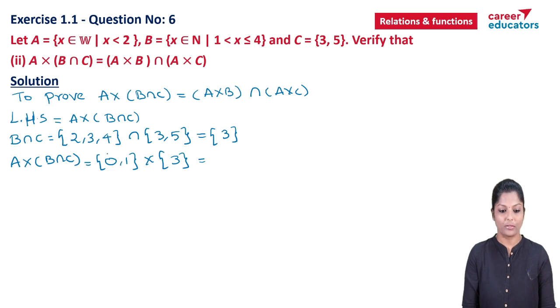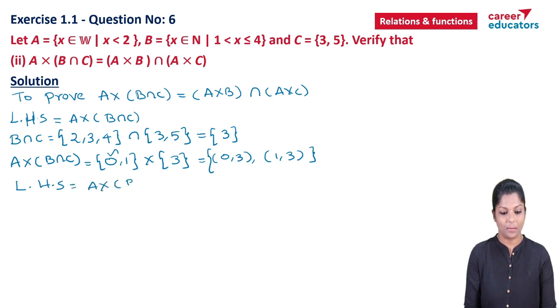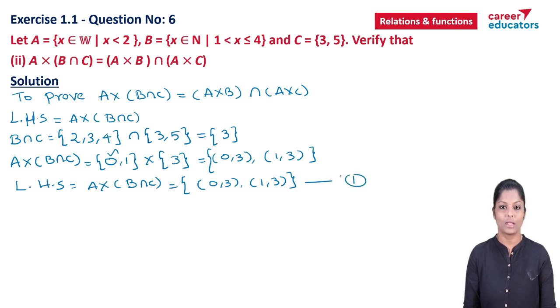First, we have to take the first element of A and pair with 3. We will get (0, 3). Likewise, we have to pair the second element 1. We will get (1, 3). We got LHS. LHS equal to A cross B intersection C equal to (0, 3), (1, 3). We'll mark this as 1. Next, we have to find RHS.